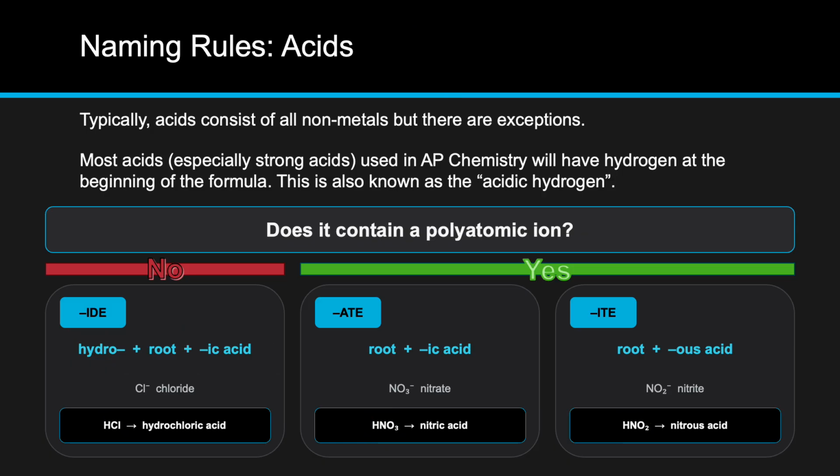If your acid does contain a polyatomic ion, it has a completely different framework, meaning you are not using the word hydro. All you're doing is taking that polyatomic ion name, changing the ending, and adding the word acid to the end. So what do I mean by that? Let's say I have phosphate, which is H3PO4. So the typical little mnemonic they use is ate to ic and ite to ous.